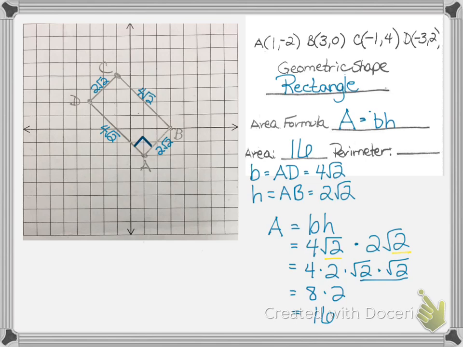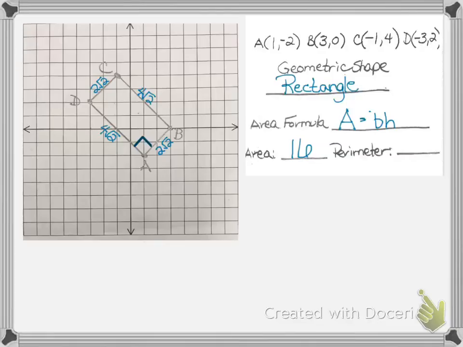On the perimeter, we have to add up the sides. So let's get that ready. So our perimeter is going to be whatever AB, and I'm going to go ahead and have the opposite sides plus DC plus BC plus AD. And so if I do my substitution for those, we said that AB is 2 square root of 2. DC is also 2 square root of 2. BC is 4 square root of 2. And AD is 4 square root of 2.